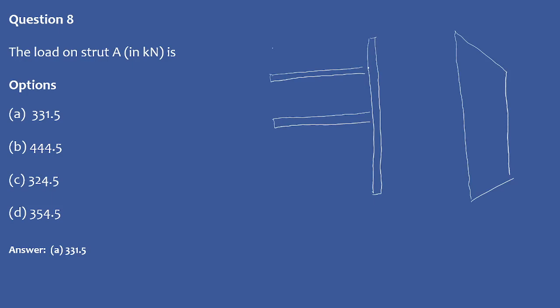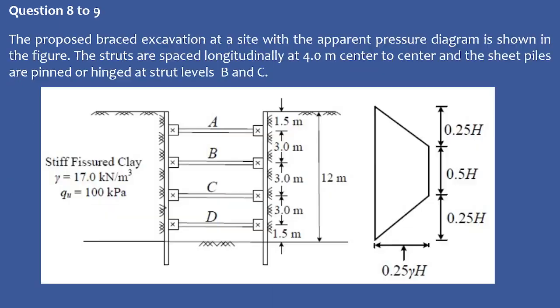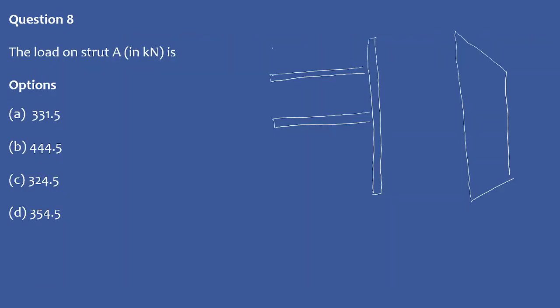The length is 0.25 h. So h is 4 meter. Yeah, h is 12 meter, sorry. So h is 12 meter, so 0.25 h is 3 meter. So this is 3 meter.